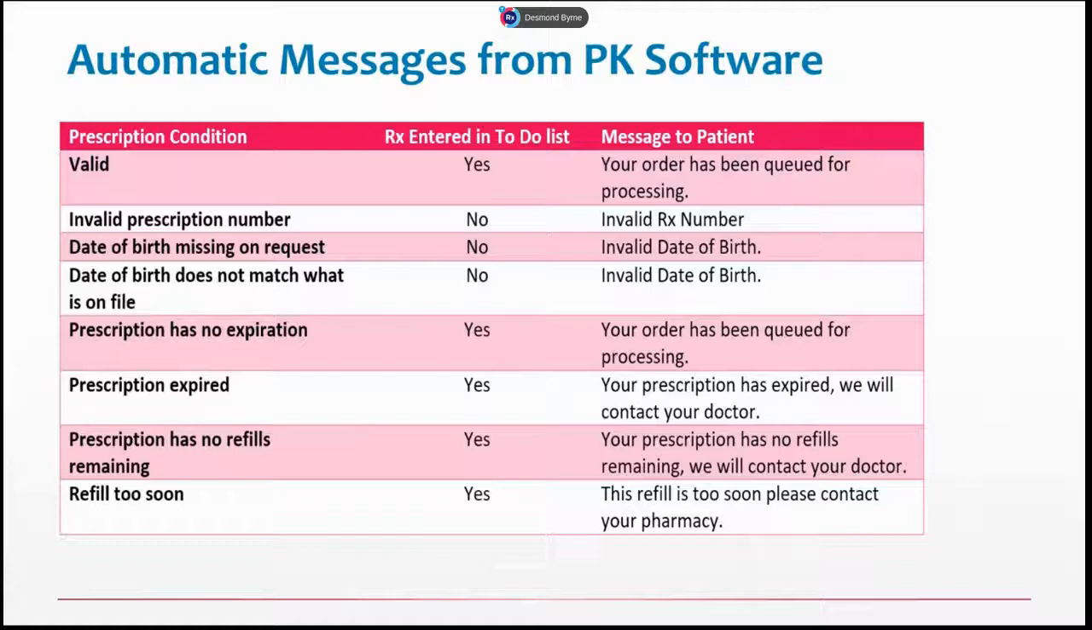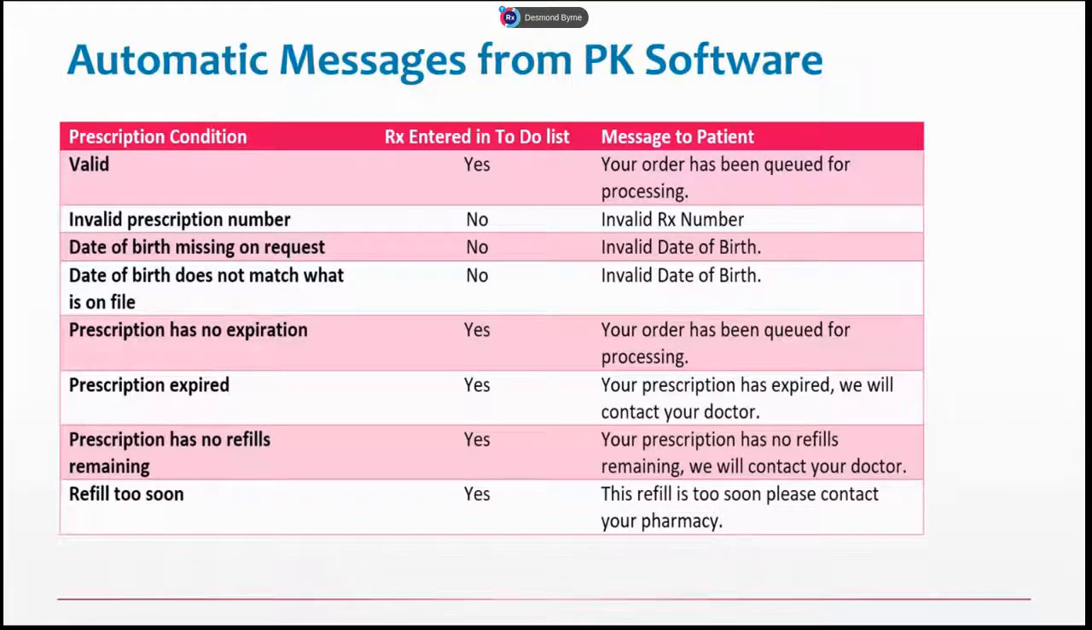And then the valid scripts have different flavors of a valid script. It can be valid and there's no exemptions or no criteria that need to be checked, and it goes straight into your to-do list, and the patient gets a message that the order was queued for processing. Or there are scenarios where the prescription maybe has no expiration, has expired, has no refills remaining, or the patient is attempting to refill too soon. In those 4 scenarios, all of the scripts go into the to-do list, and a message gets back to the patient advising them of an update.